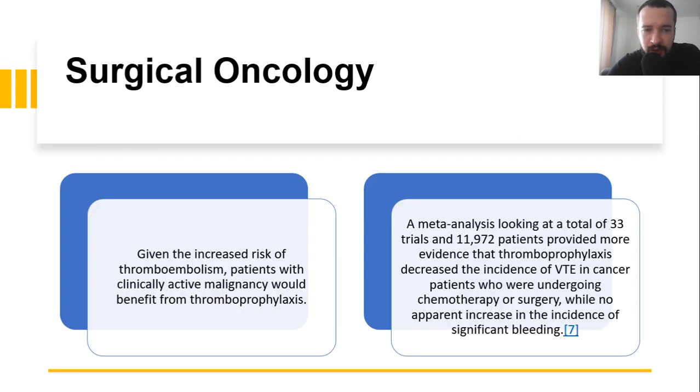Given the increased risk of thromboembolism, patients with clinically active malignancy would benefit from thromboprophylaxis. A meta-analysis looking at a total of 33 trials and 12,000 patients provided more evidence that thromboprophylaxis decreased the incidence of VTE in cancer patients who were undergoing chemotherapy or surgery, with no apparent increase in the incidence of significant bleeding.